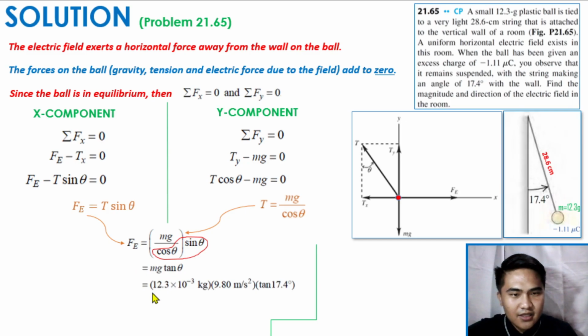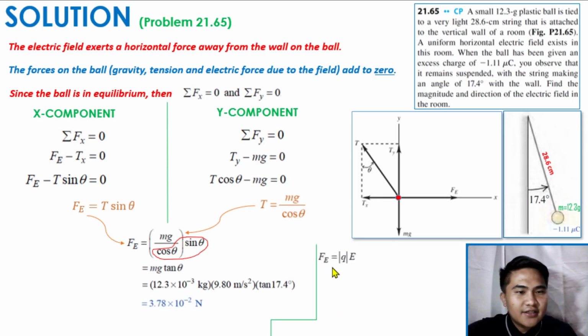And substituting the values, we have the mass of the ball, we have the acceleration due to gravity, and then the value of the angle is 17.4. So tan 17.4 degrees. Solving this, we have 3.78 times 10 to the negative 2 newtons.